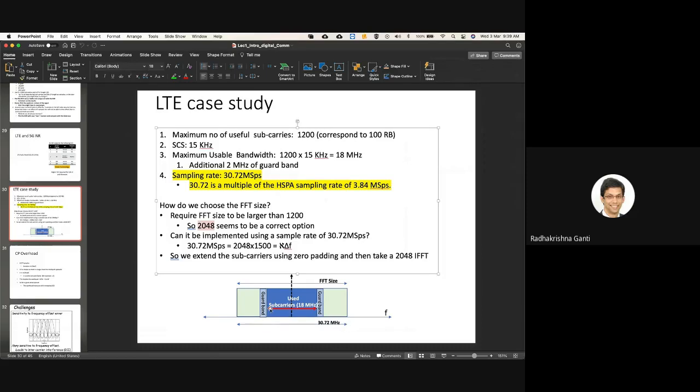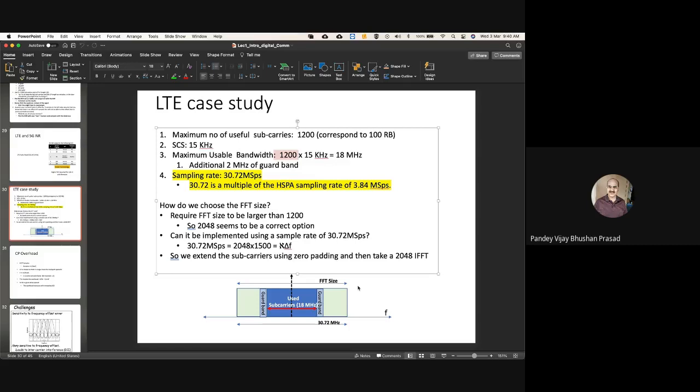Out of this, the useful subcarriers are only 1200. So we leave about 800 subcarriers that are not populated. And of course, there's a 1 megahertz guard band on both sides. So your FFT size covers much more than the entire bandwidth allocated to you. You're allocated only 100 megahertz, or in this LTE case only 18 or 20 megahertz, but your FFT size spans 30.72 megahertz.